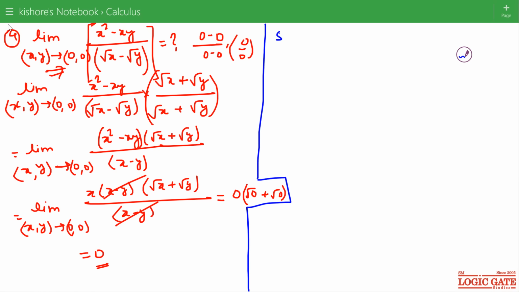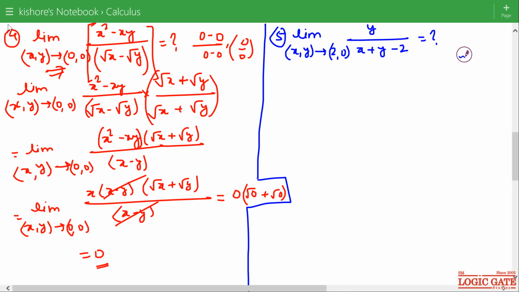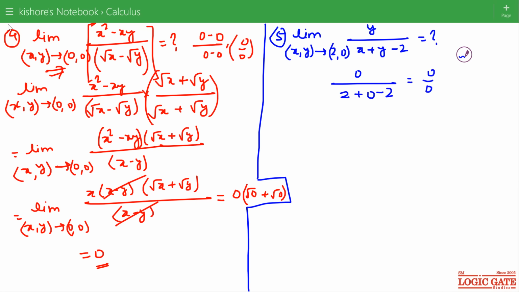Now let's see the next example where x and y are approaching the point 2, 0, and the function is y divided by x plus y minus 2. We have to find the limit. Okay, so if I directly substitute the values of x and y, then this will be y is 0 divided by x is 2, y is 0 minus 2. So this will be in 0 by 0 form, which is indeterminate form.